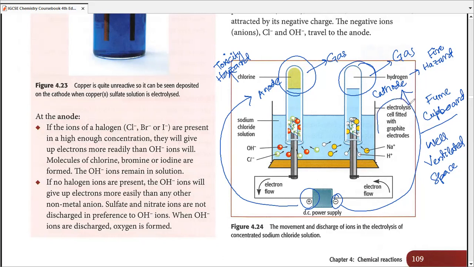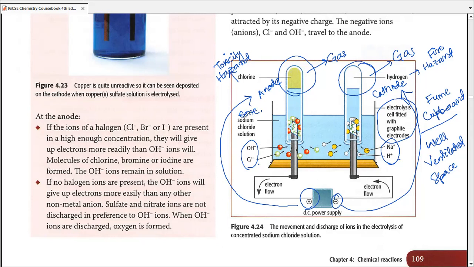Okay, so the electrolysis cell is fitted with graphite electrodes. And of course, at the cathode, these two ions are going to compete. At the anode, these two ions are going to compete. This is a concentrated sodium chloride solution. If the word concentrated is written before it, it definitely means it's concentrated.